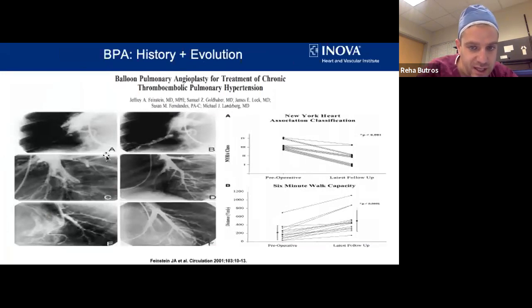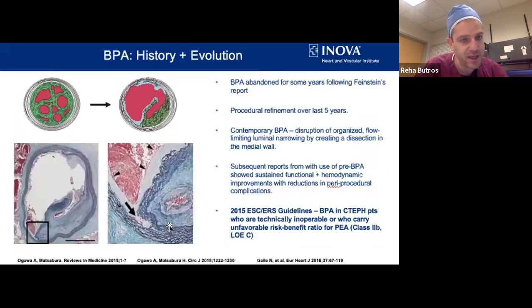Here you can see from A, B, C, D, E, and F, after each subsequent treatment, the vessels are better defined. You can see the subsegmental branching compared to A to F. These were after several sessions, you can see the improvement in the blood flow in the left lower lobe. But after this report, the procedure was abandoned for a long time because of the unacceptably high complication rates.